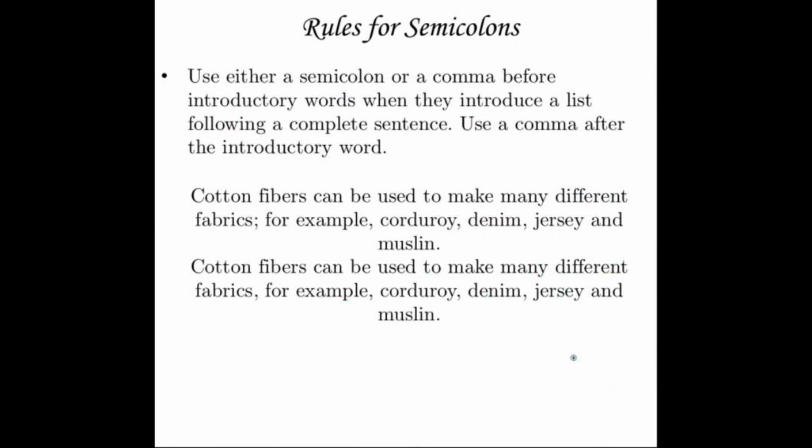All right, next, use either a semicolon or a comma before introductory words when they introduce a list following a complete sentence. So complete sentence followed by list with introductory words in the middle. You can have either a semicolon or a comma before those introductory words. Use a comma after the introduction. So, cotton fibers can be used to make many different fabrics; for example, corduroy, denim, jersey, and muslin.